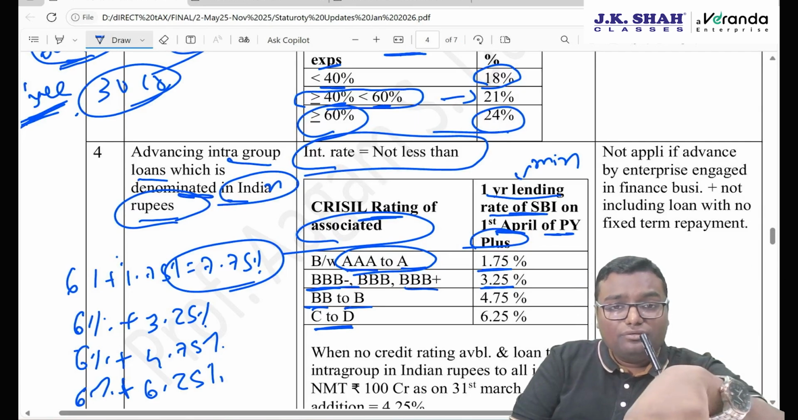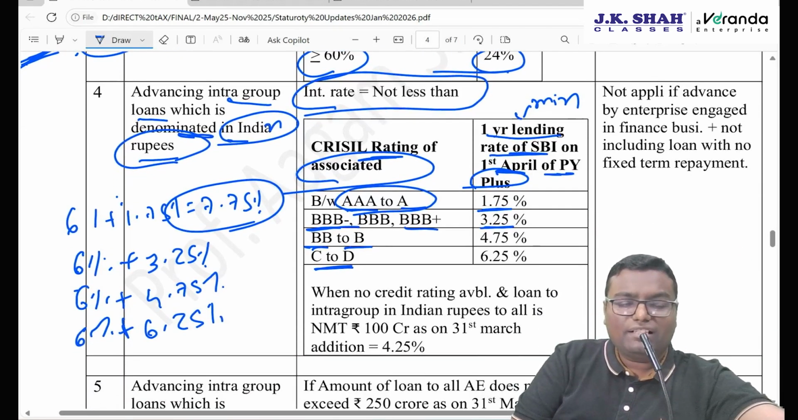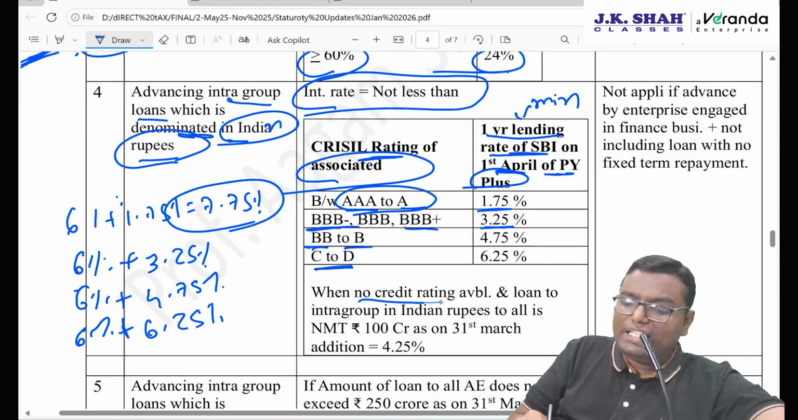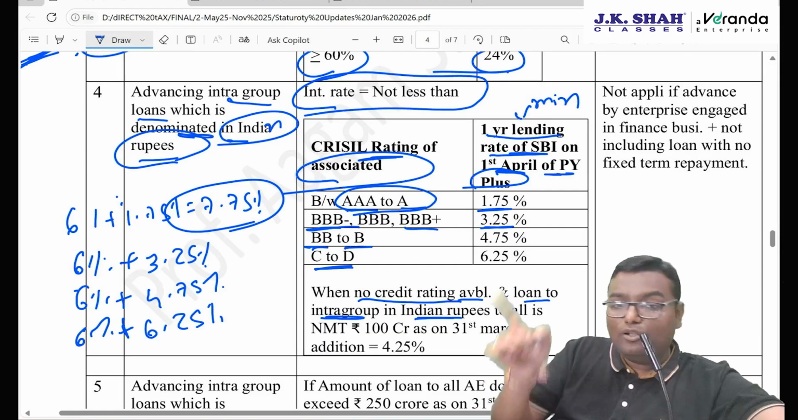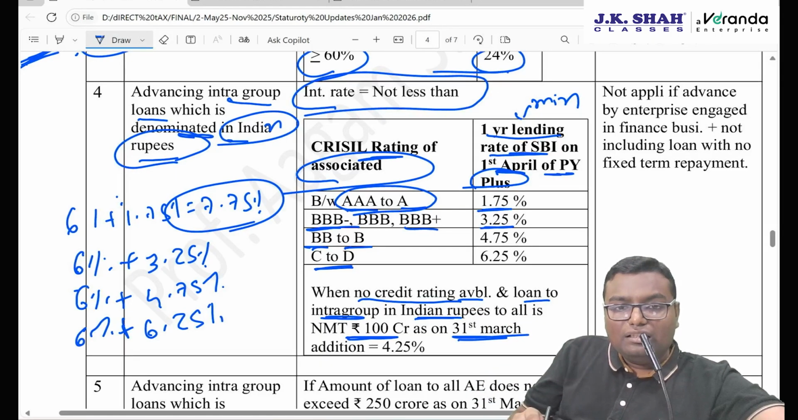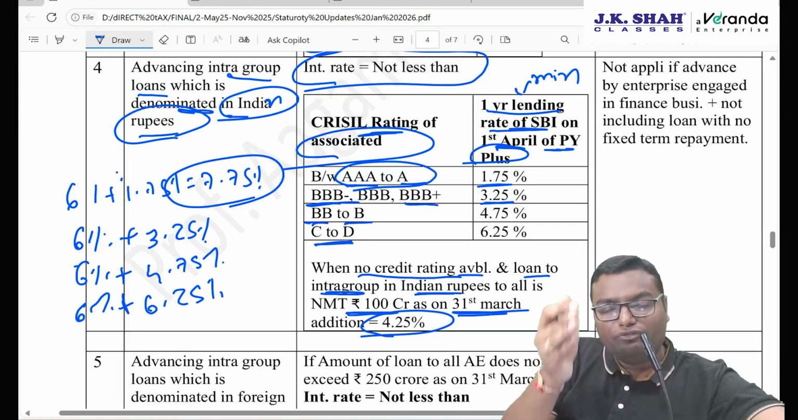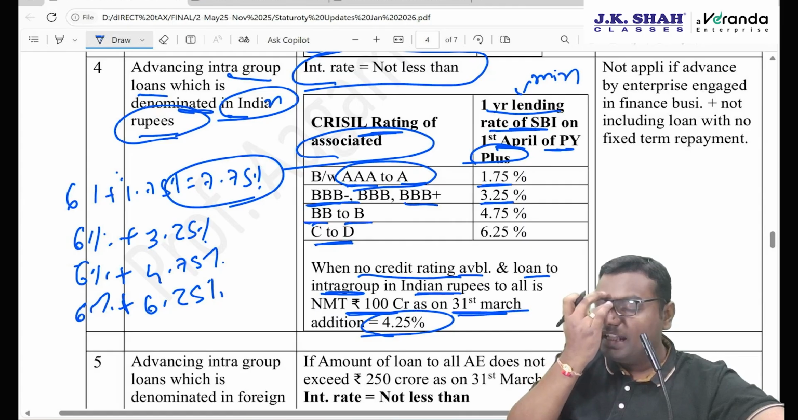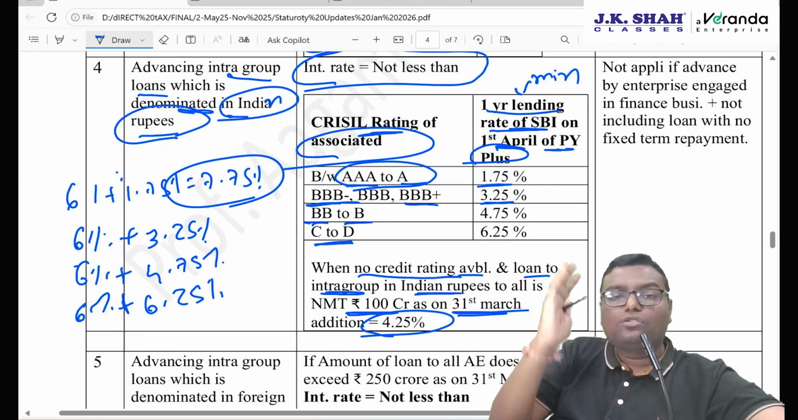But what if the credit rating is not available for that associated enterprise? If no credit rating is available, the intra-group loan is in Indian rupees, and the total loan is not more than 100 crore on 31st March, the additional interest that you have to charge is 4.25%. So whatever is the SBI lending rate on 1st April of the first year, plus 4.25%.